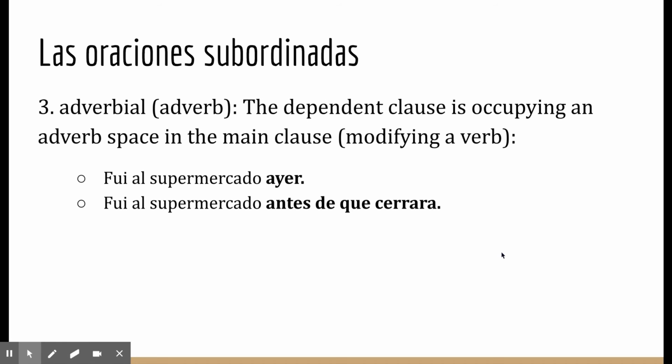Adverbials, much the same. They're a little bit more complicated because there's different types, but that means that the dependent clause is occupying an adverb space in the main clause, which means it's telling us something about the verb. So, fui al supermercado ayer. Ayer is an adverb. It's telling us when did I go. I went to the grocery store yesterday. But you could also replace ayer with a phrase that's also telling you when this happened. So, fui al supermercado antes de que cerrara. I went to the grocery store before it closed. And now that before it closed is sitting in that adverb spot, functioning as an adverb because it's describing when I went to the grocery store.